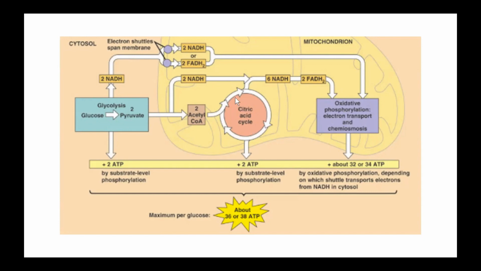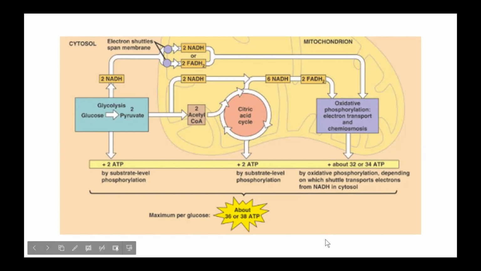The citric acid cycle produces a bunch of electrons. This is where we get the most of them. And it also gives us just a little bit of ATP. Then oxidative phosphorylation, including the electron transport chain and chemiosmosis, is where we produce most of our ATP, 34 ATP, and where we're going to use those electrons to power our electron gradient in our electron transport chain and chemiosmosis.